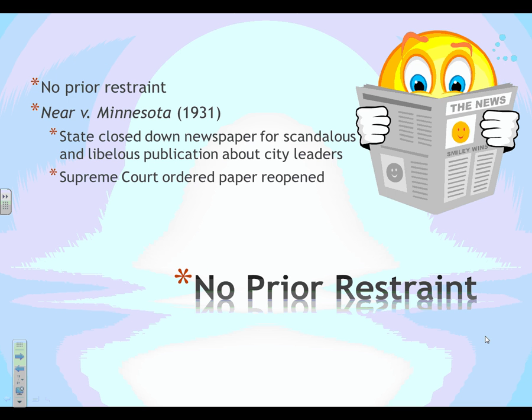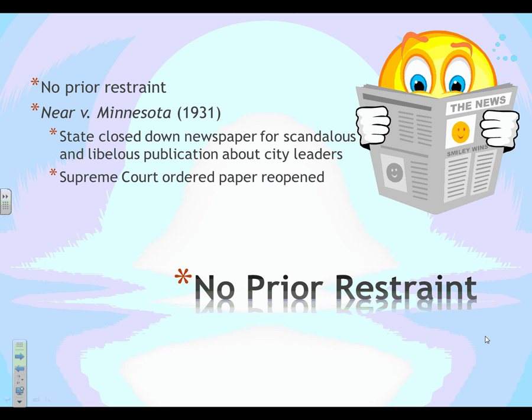So, okay. We're going to begin with Near versus Minnesota. This case involves an independent, really small newspaper that had been sued successfully for libel over and over again. What's libel? Yeah, when you knowingly print false information about someone and it hurts their reputation in some way, damages them. That's libel.